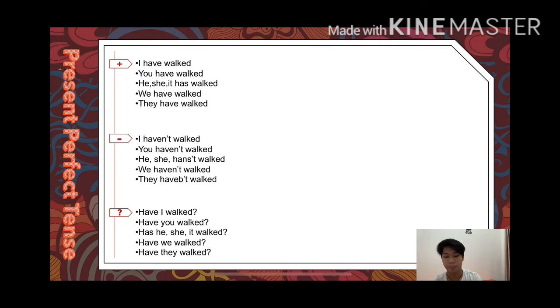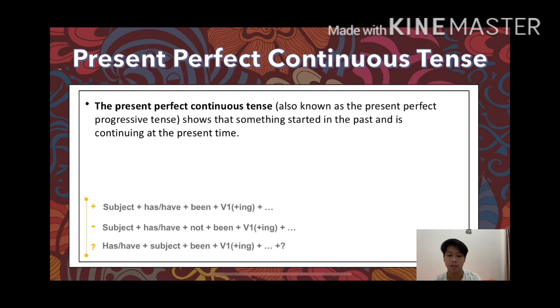For the example, the positive one is: I have walked. The negative one is: I haven't walked. For the question: have I walked? Okay, next is present perfect continuous tense.